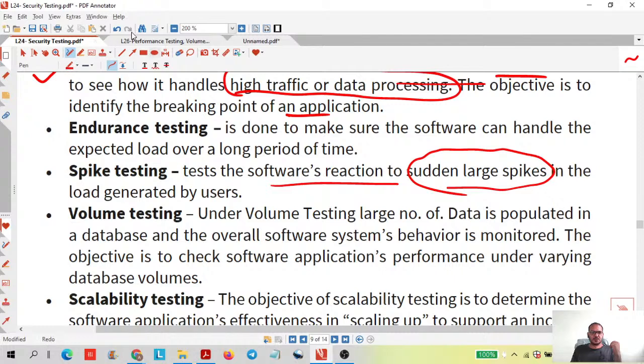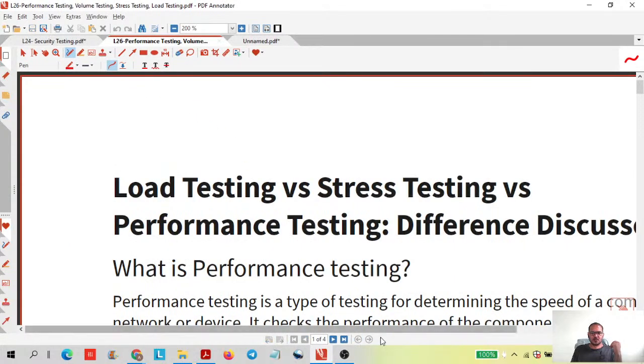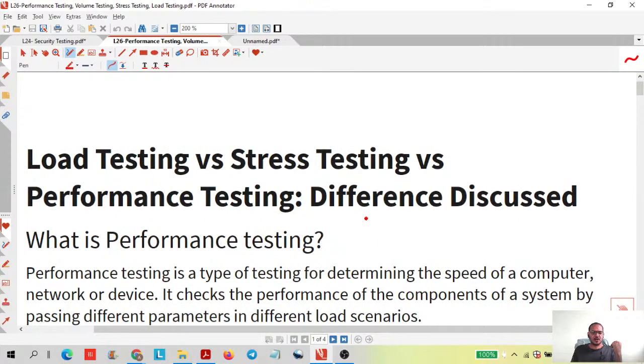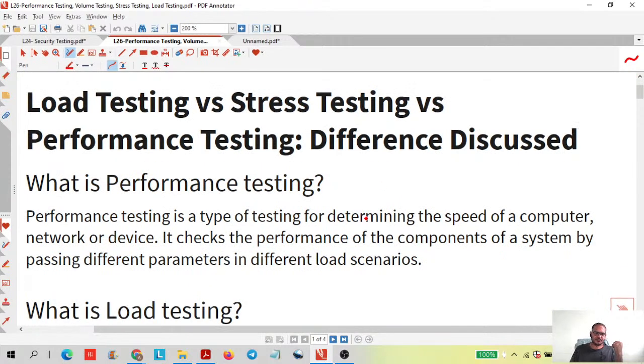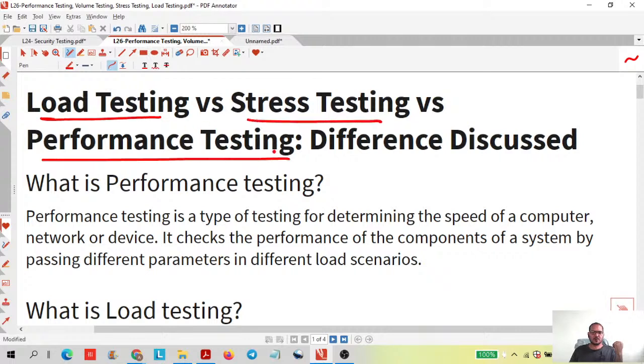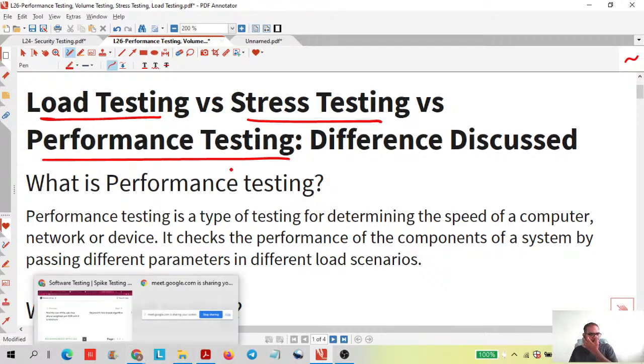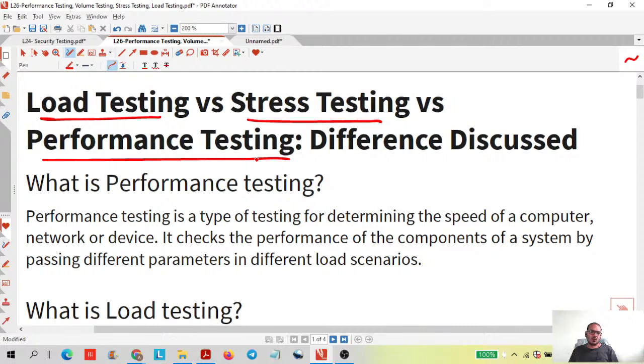So we'll see the difference between load testing, stress testing, and performance testing. The one thing is that load testing, stress testing, spike testing, and volume testing are all types of performance testing, right?